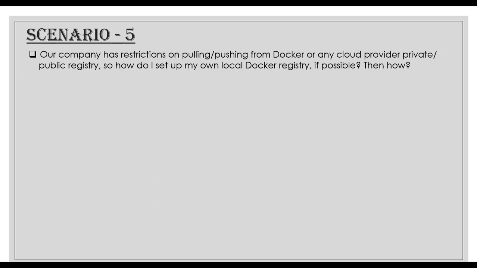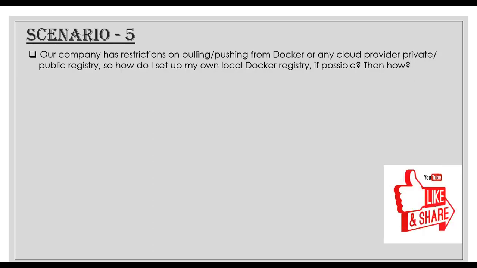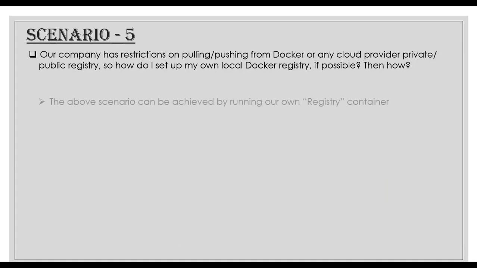So how do I set up my own local Docker registry? So we are talking about setting up our own local Docker registry. If possible, then how? So what exactly is the question? The question is to set up your own Docker Hub locally, so that internally on your local host, the image which you have created, you can push to that local registry, and whenever needed, you can pull that image out of it. How exactly can this be done? So let's see. Is it possible? Definitely yes. How? Let's see it.